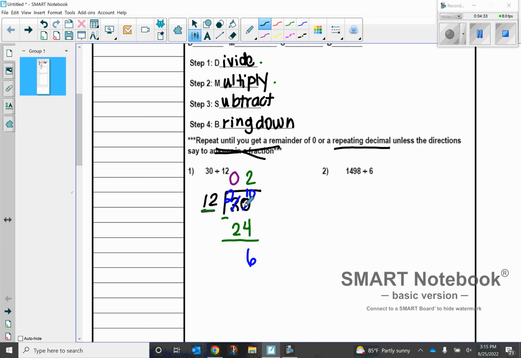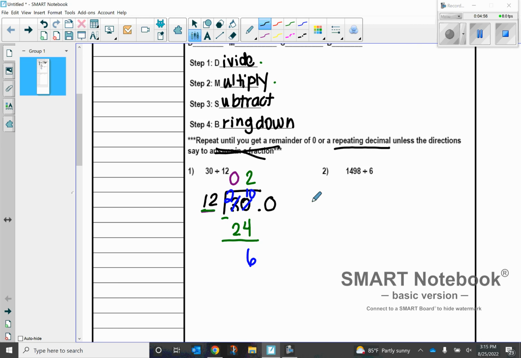Okay, but what we can do is add a decimal and then add a 0. Do you all agree with me that 30 and 30.0 is the exact same number? We should be shaking our heads yes. 30 and 30.0 is the exact same number, so I did not change the number. All I did was give myself more digits to work with, and they're all going to be zeros, but that's okay.